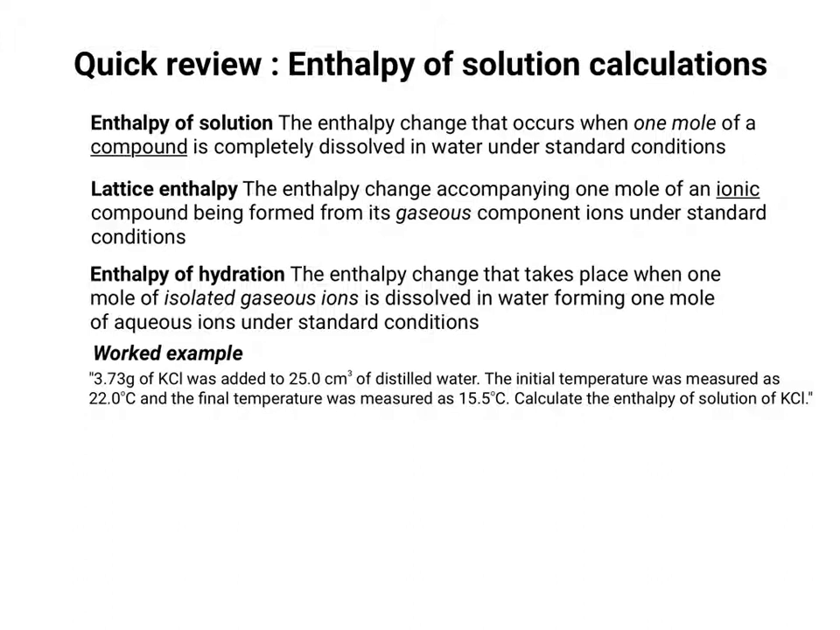So this worked example just takes the idea we've talked about with KCl a little step further. It puts some data in front of you and asks you to calculate the enthalpy of solution of KCl. As with any calculation of enthalpy that is derived from measurements that are provided, you have to split it into two halves. The first half is working out the heat change, and the second is converting the heat change to enthalpy.